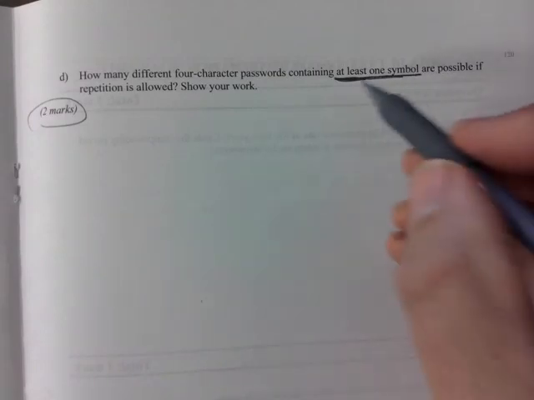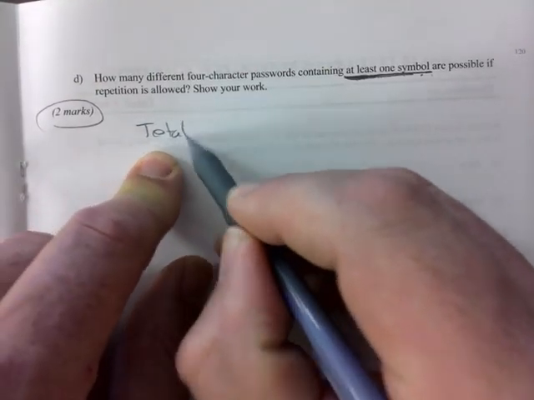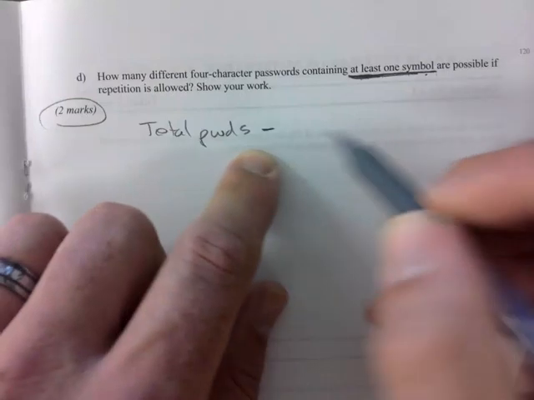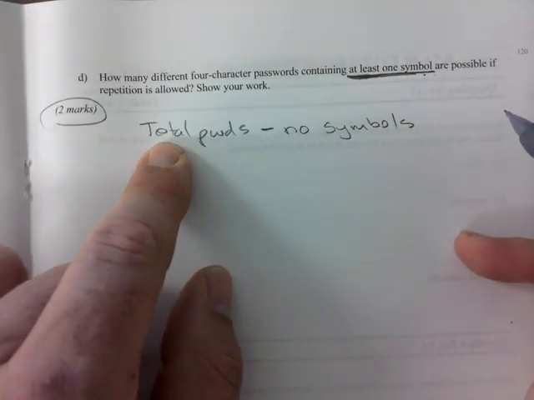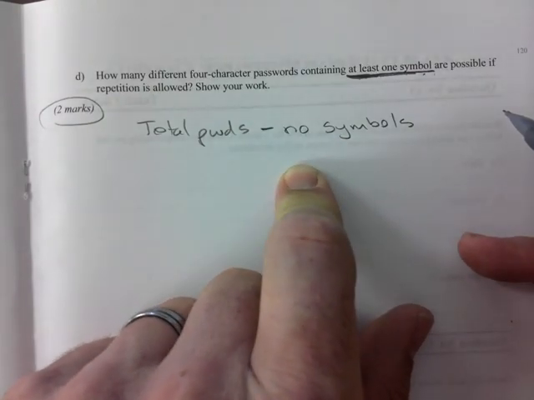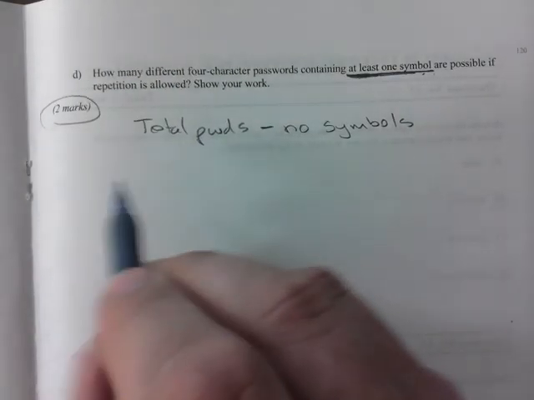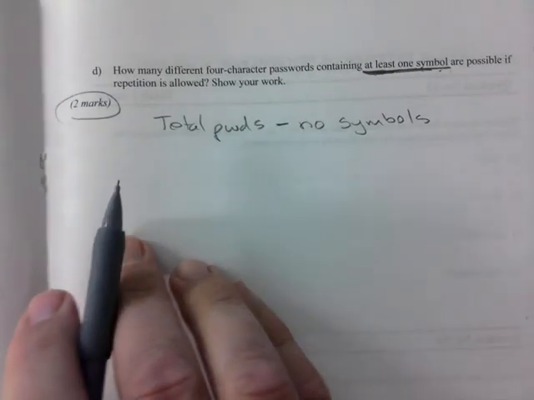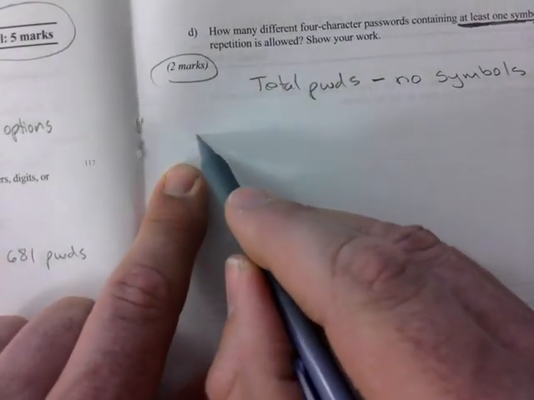Okay, so when it says at least one symbol, it means one symbol, 2 symbols, 3 symbols, and more, right? So what I'm going to do is take total passwords minus no symbols. I'm going to take my total and take away the ones that contain no symbol, and that's going to be my answer here. Let's do total. Total we already have. If repetition is allowed, we already have that. So I'm going to write that down.